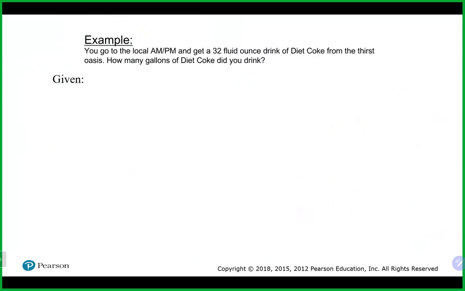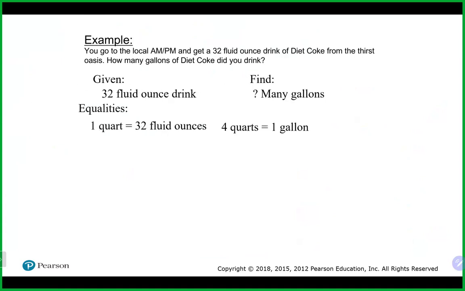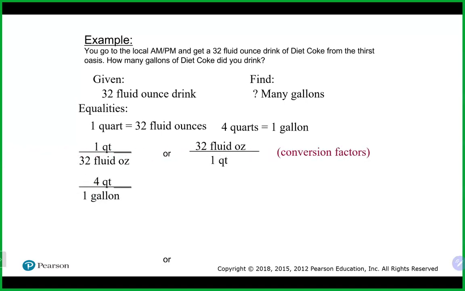All right. Let's try one last one here to wrap it up. Let's say we went to the local AM PM and you went to the Thirst Oasis, got yourself some cubed ice, crushed ice. Who goes cubed? Everybody goes crushed. And you got yourself a 32 fluid ounce Diet Coke. How many gallons of Diet Coke did you drink? Here are some quantities and conversion factors that might be helpful. So give it a go, see what you come up with here.